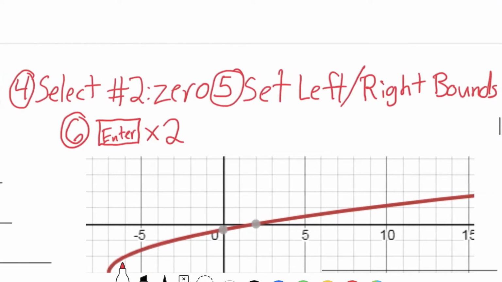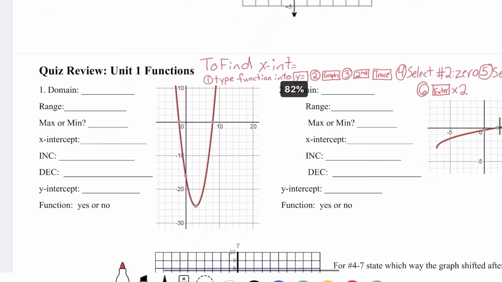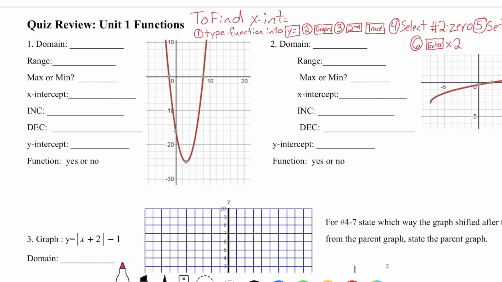Step 5 is to set your left and right bounds. Once you have set your right bound, it's going to ask you for a guess, and you're going to hit enter, and then you're going to hit enter again to get your x-intercepts. So that's why step 6, you're hitting enter twice. So let's look at number 1. Number 1, we do not have to do those steps because we're given a graph.